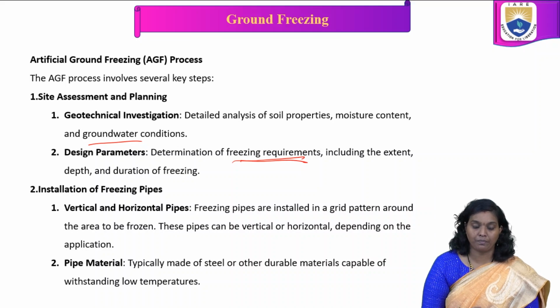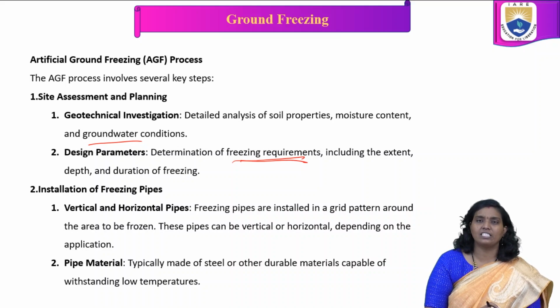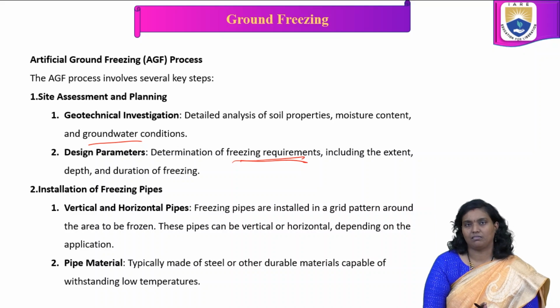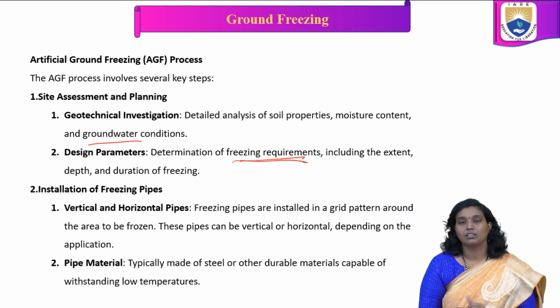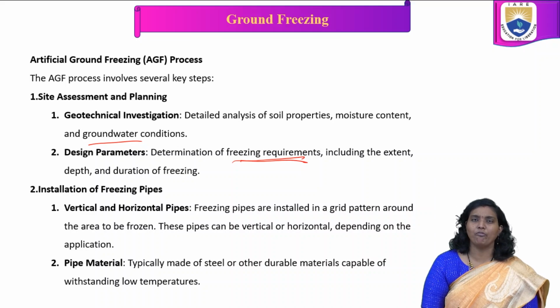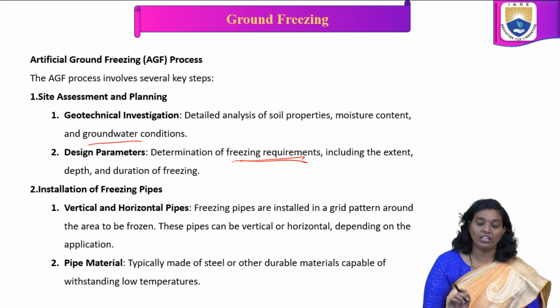Installation of freezing pipes: vertical and horizontal pipes and pipe material. The direction of the pipe and which type of material we are using are the important parameters in the installation of freezing pipes.